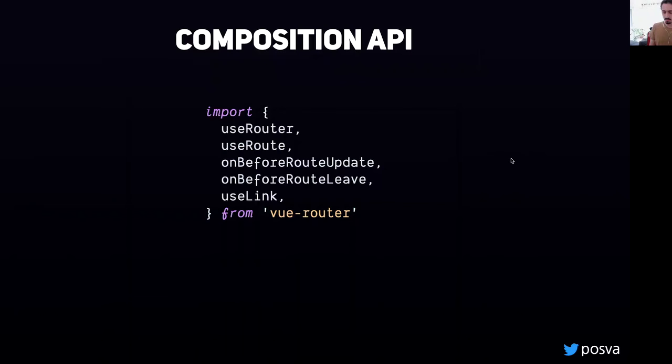Okay, and then we have the other things that you might have used. I mean, you probably have used if you use the Vue Router 4 that are not migrated to Vue Router 3 because there is no composition API out of the box on Vue 2. So we have use router, use route, and then we have some navigation guards. We have on before route update, on before route leave, and we have the use link as well.